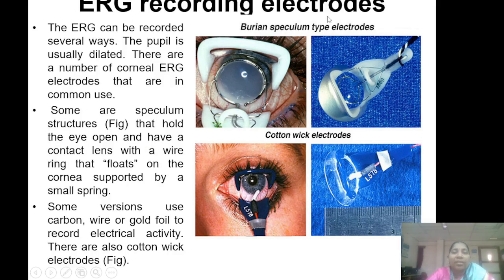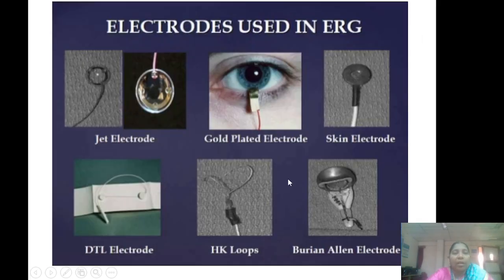And here you are able to see what electrodes are used for recording this ERG signal. The first type is the Burian speculum type electrode, and the next type is the cotton wick electrode. In the Burian speculum type electrode, you can see a small miniaturized device with which we place the electrode over the eye, particularly in the pupil region. You can see how the cotton wick electrode is placed. Here a carbon wire or a gold foil is used to record the electrical activity in the case of cotton wick electrodes.